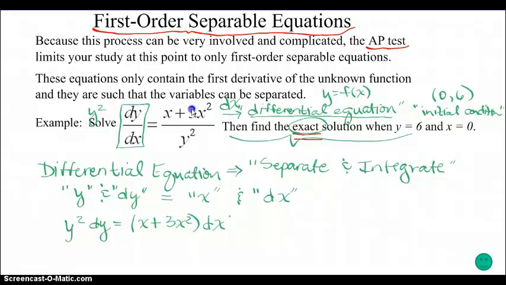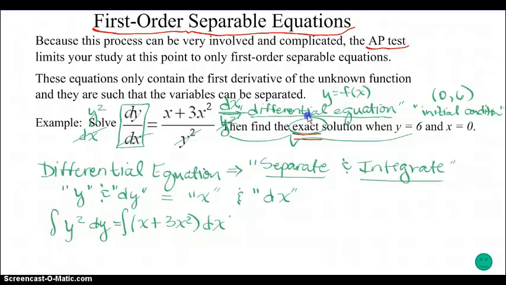When I multiply both sides by y squared, that y squared and that y squared are going to cancel, and that puts a y squared over here. And when I multiply both sides by dx, that dx and that dx are going to cancel, and that puts a dx over here on this side. That's the separate step. The next step is I want you to show the AP reader that you intend to integrate. So separate and integrate.